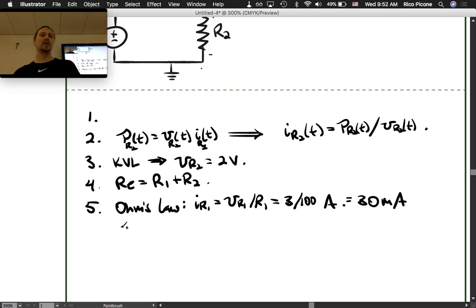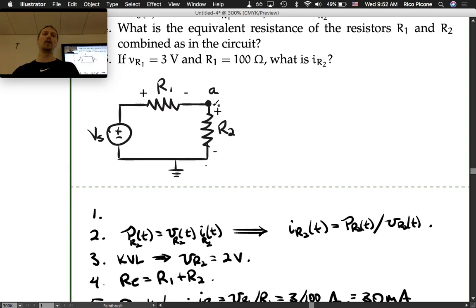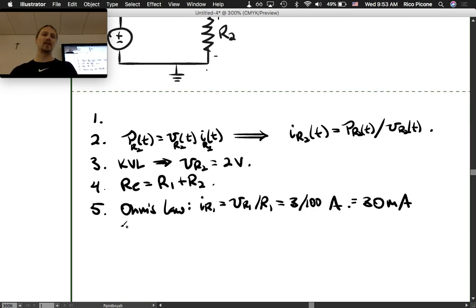So if we have the current through IR1, we want to know the current through IR2. Which law should we use? It's the same current, and we know that through KCL. Kirchhoff's current law tells us that all the current coming into this node must equal the current going out of this node. Whenever you have any series elements, the current is the same. So KCL tells us that IR2 equals IR1 equals 30 milliamps.